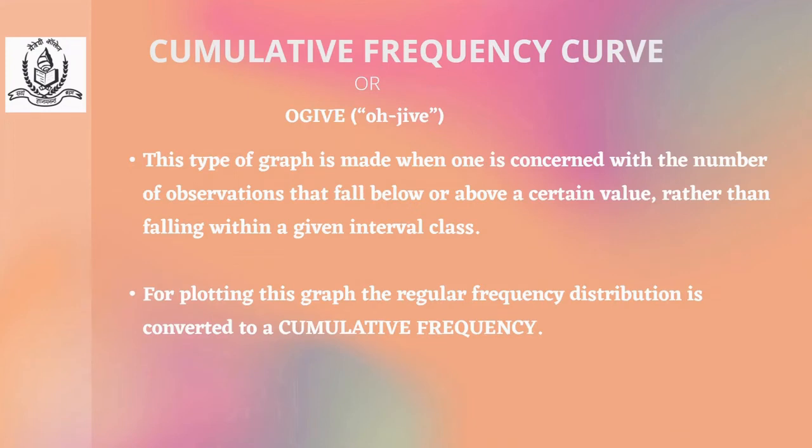The cumulative frequency curve, or the ogive, is another type of graph, and this is a very unique type of graph. This is made when we wish to consider whether the number of observations are falling above or below a certain value rather than falling within a given interval class. For plotting such a graph, we need the conversion of our data, or a calculation of the cumulative frequency.